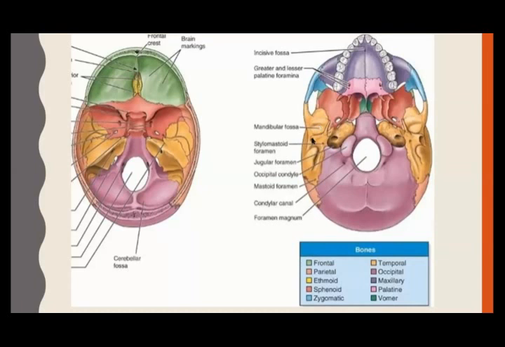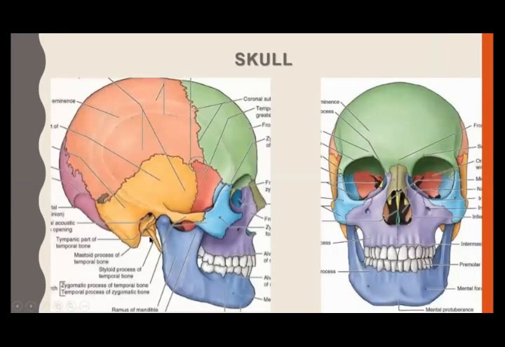This is the outer opening of the ear, the external acoustic meatus. Here we saw the internal acoustic meatus in the petrous temporal bone. This is once again the petrous temporal bone. Now this is the styloid process. This is the mastoid process, the same one we saw here. Mastoid process, styloid process. This is the external auditory meatus.